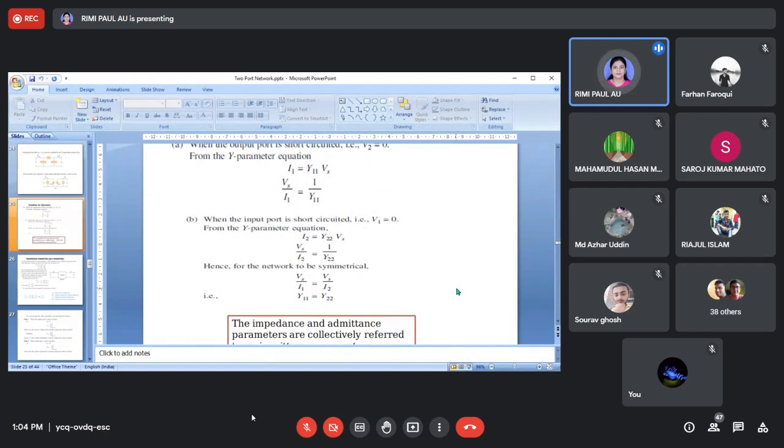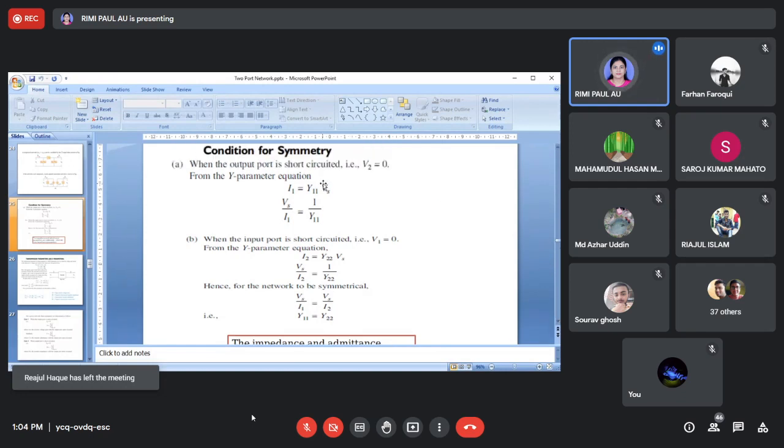For a symmetrical network, you have to find out in the same way. Here you will do that output port is short circuited. In the previous case the output port was open circuited. Now you have to find out with the output port short circuited. Then find out what is Vs by I1, and if the input port is short circuited, then find out what is Vs by I2, and the condition to find out is y11 is equal to y22.